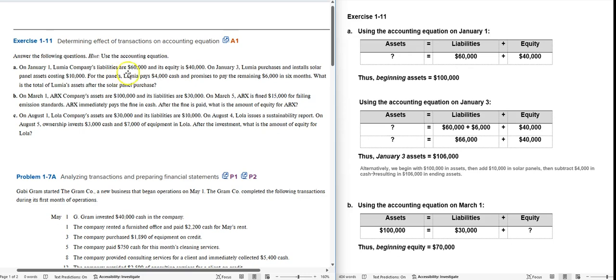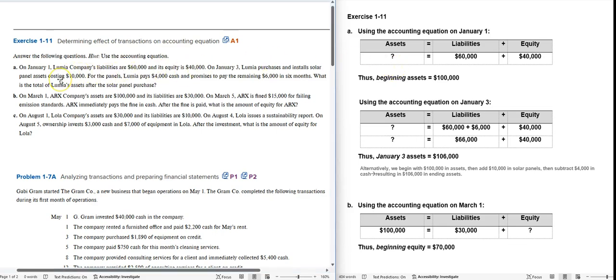So in order to figure this out, we need to figure out, starting, what the beginning of the year accounting equation was. So at the beginning of the year, we know that assets, or we don't know what assets were. They told us the amount of liabilities and the amount of equity. Knowing that this basic accounting equation has to balance, the only way it balances is if beginning assets were $100,000. So we know they started the year with $100,000.